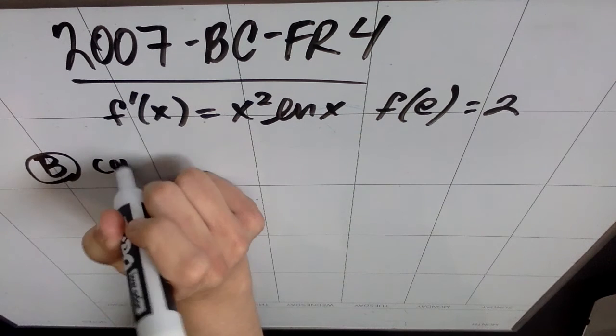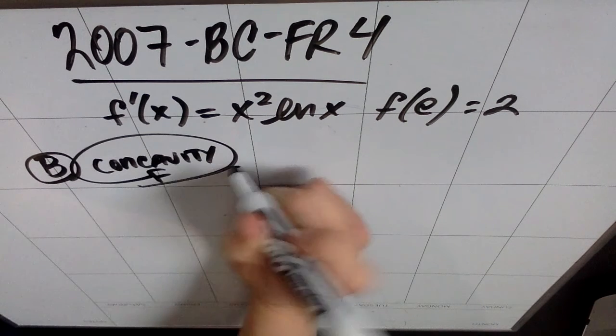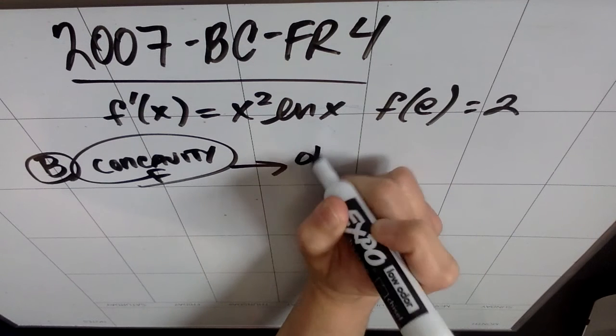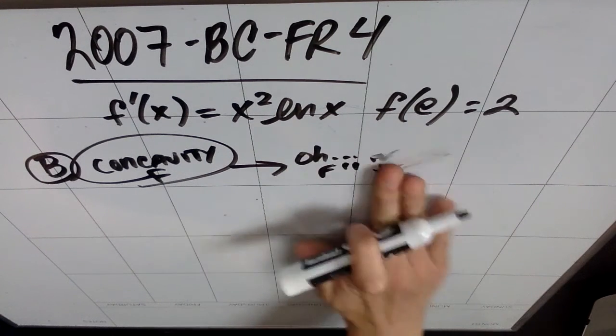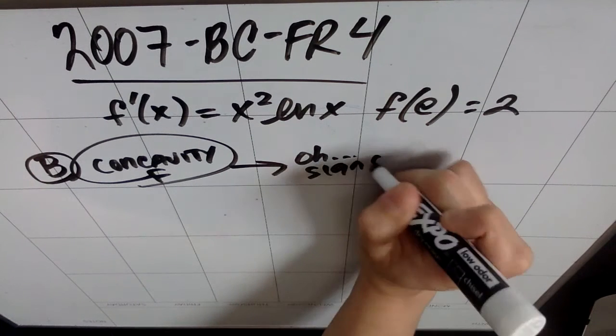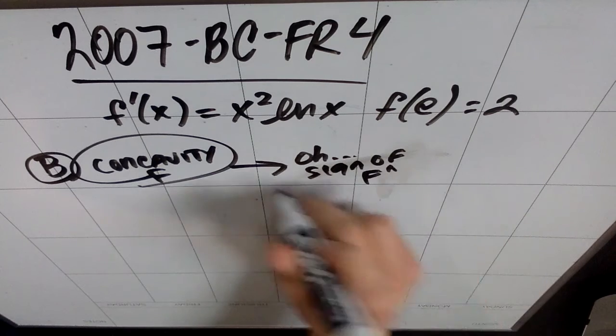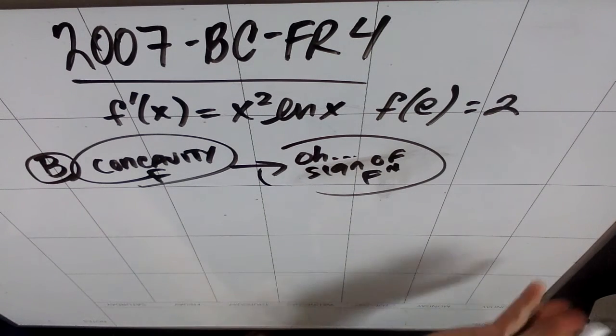So when we hear concavity of f, we want our brain to think, oh, this is about f double prime's sign. Oh, that's hard. So we're going to ignore that apostrophe. This is about the sign of f double prime. So that's what your brain needs to think: okay, I need the sign of f double prime.